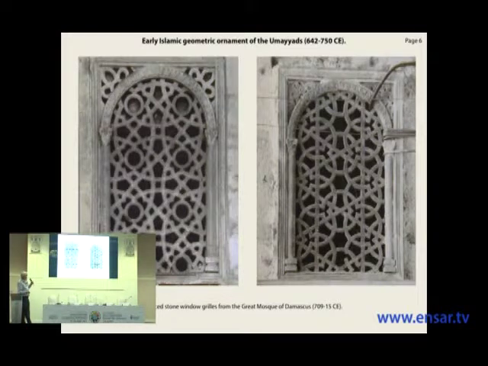Now we're looking at the window grills, 2 window grills in Damascus. The one on the left is orthogonal, and the one on the right is isometric. The reason I'm emphasizing isometric and orthogonal is because again and again, in these early examples, it's one or the other. The development of patterns with 5-fold symmetry, 7-fold symmetry had not happened yet, and the artists were working with patterns that were primarily either orthogonal or isometric.